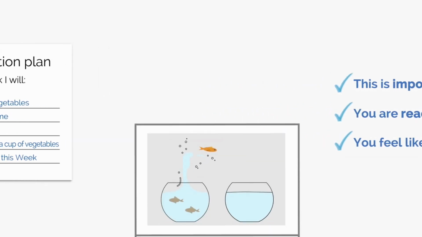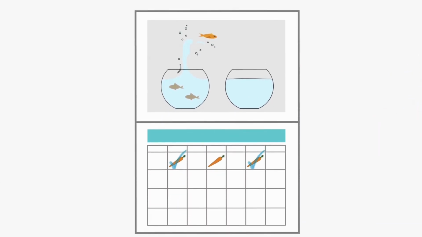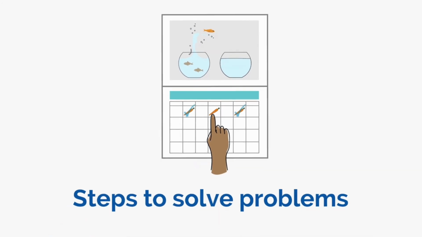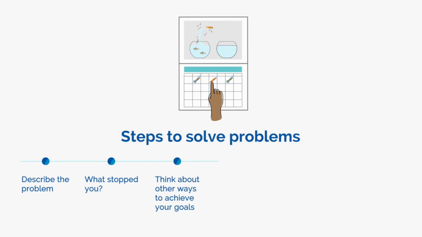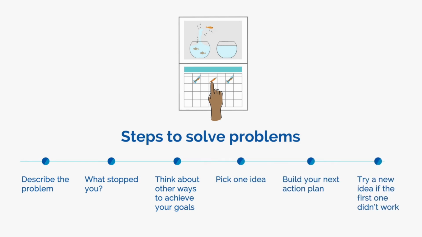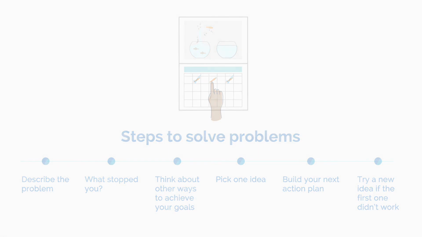At the end of the week, reflect on what went well and what didn't go as planned. Solve the problems that get in your way, and try these steps. Describe the problem. What stopped you from doing your action plan? Brainstorm and think of other ways to achieve your goal. Pick one idea to try. Build your next action plan. And try a new idea if the first one didn't work.